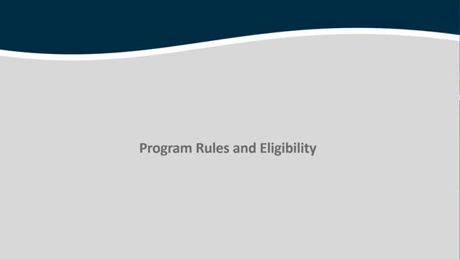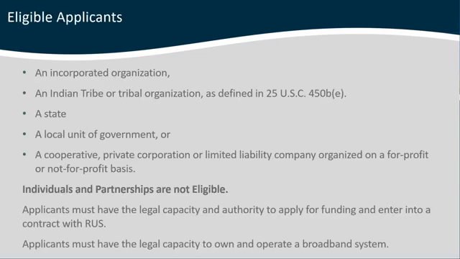So now we're going to get into some program rules and eligibility. In terms of eligible applicants, an entity can be an incorporated organization, an Indian tribal organization as defined in that statute, a state, a local unit of government, or a cooperative, private corporation, or limited liability company organized on a for-profit or not-for-profit basis. We have bolded it here. Individuals and partnerships are not eligible. So the list encompasses most organization types, but we can't do individuals or partnerships.